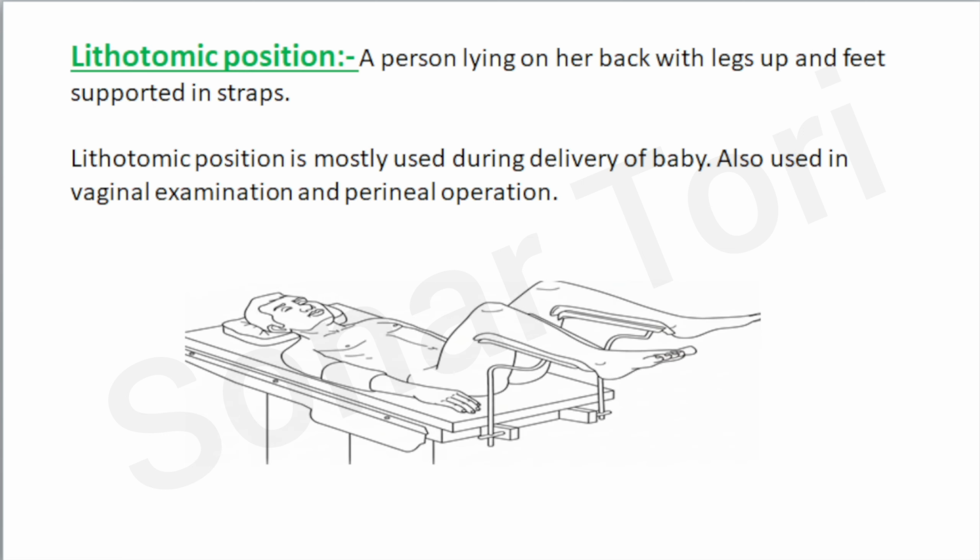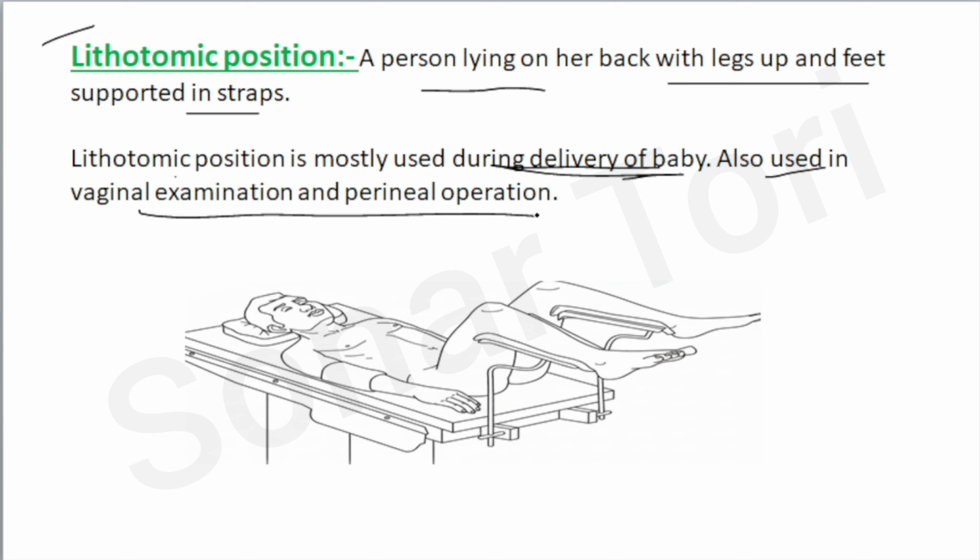Then lithotomy position. When a person is lying on her back with legs up and feet supported in straps, this specific position is called lithotomy position. This position is mostly used during delivery of a baby, and it is also used in vaginal examination or perineal operation. See this image: this person is lying down but her legs are up and feet supported in straps.